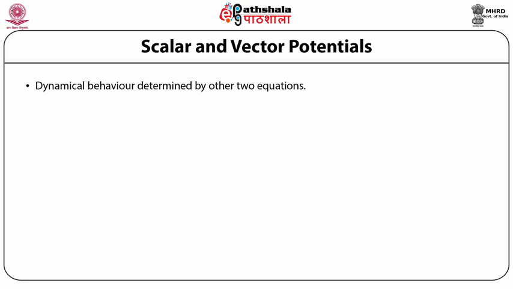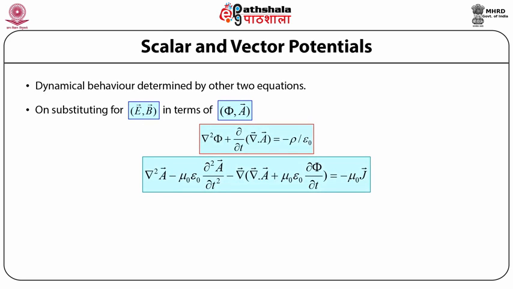Now let us try to find out the dynamical behavior of the electromagnetic fields which are determined by the other two of the Maxwell's equations. First, we substitute the values of the electric field vector E and the magnetic field induction vector B in terms of the scalar potential phi and the vector potential A. Then these equations can be rewritten as the Laplacian operator acting on the scalar potential phi, that is del 2 phi, plus the partial time derivative of the divergence of the vector potential A is equal to minus of the volume charge density rho by epsilon naught.